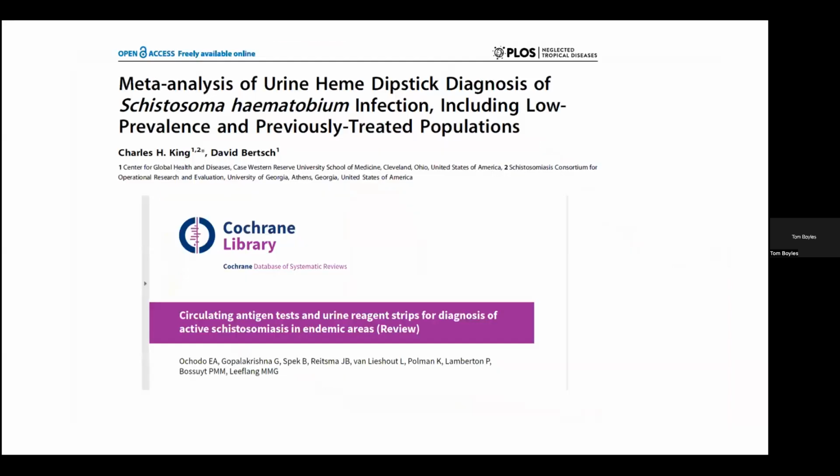Well, there have been some good studies on these tests. Here are two meta-analyses. The top one is for dipsticks for hematuria, or for heme, in low prevalence and previously treated populations. And the bottom one is a Cochrane review. If any of you know some of the giants of the field, like Patrick Boisier and Johannes Rietzmer on this paper, who looked at circulating antigen and urine strips for diagnosing active schistosomiasis.